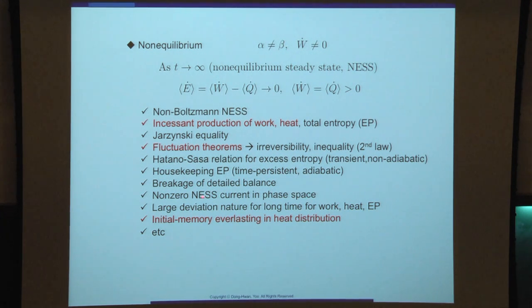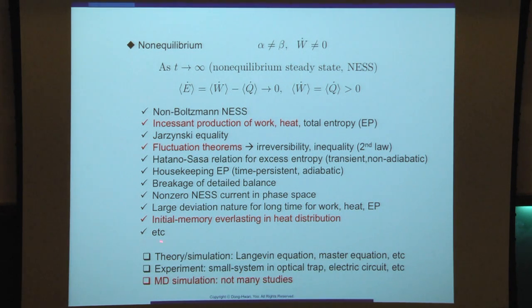Of course, it was found that detailed balance is broken, and there is a non-zero NESS current in the phase space. Also, interestingly, for a long time the work and heat production has a large deviation nature in this case. Also, a very interesting thing is the heat distribution, the initial memory is everlasting, et cetera, et cetera. This kind of property can be studied by theory and simulation by using the Langevin equation and master equation.